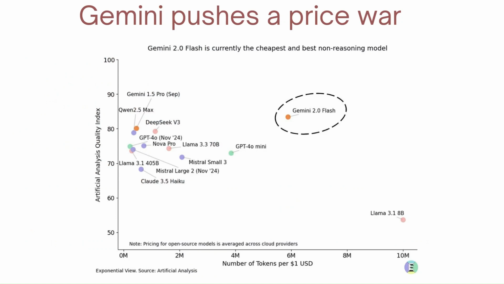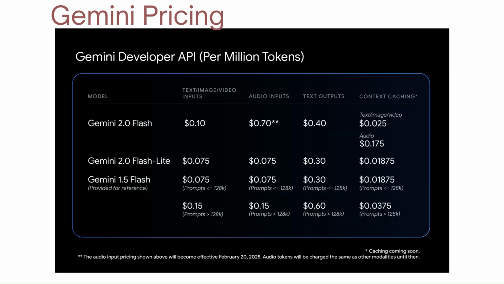Let's deep dive. Gemini pushes the price war. The reason why I say that is if you look at Gemini 2.0 Flash, currently the cheapest and best non-reasoning model. If you look at the Artificial Analysis Quality Index, which is on your left hand side, and if you look at the price for the number of tokens, Gemini 2.0 Flash is pretty low. So it's less than $1. If you look at more than 6 million tokens, that's how Gemini is gonna be in the market.